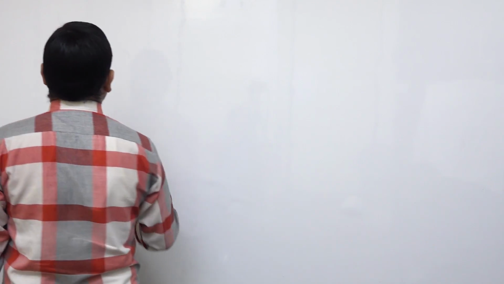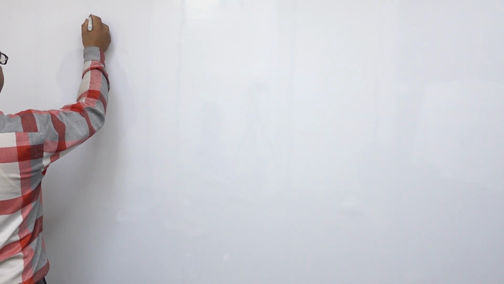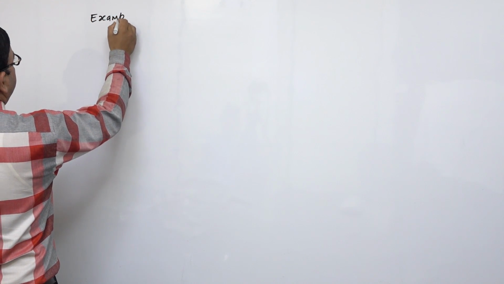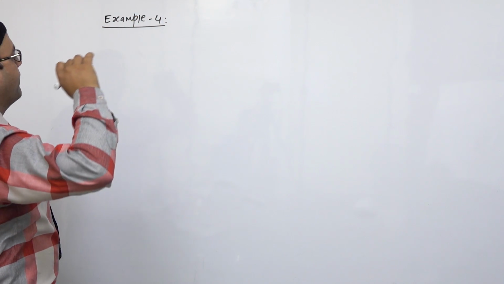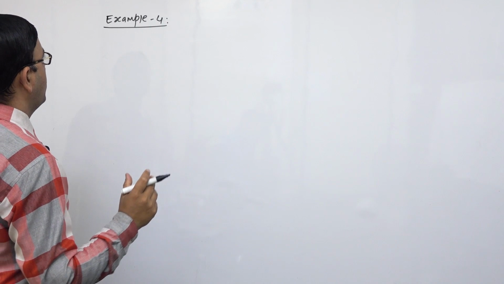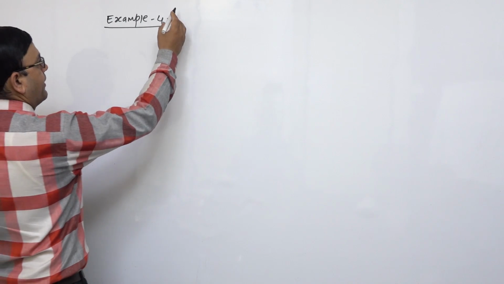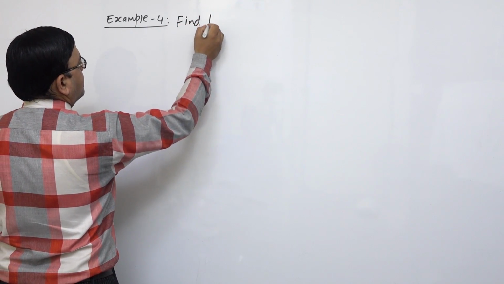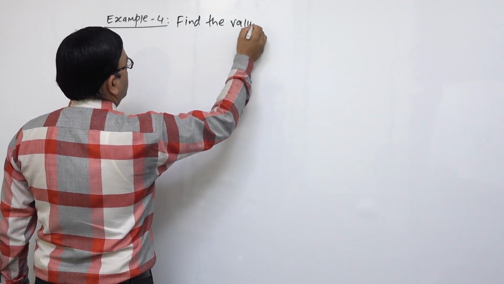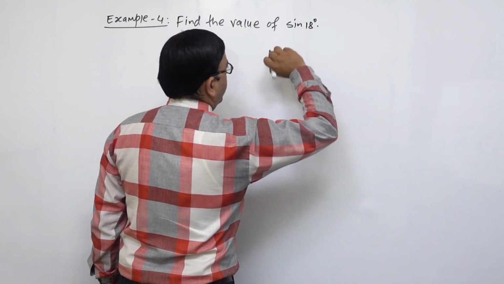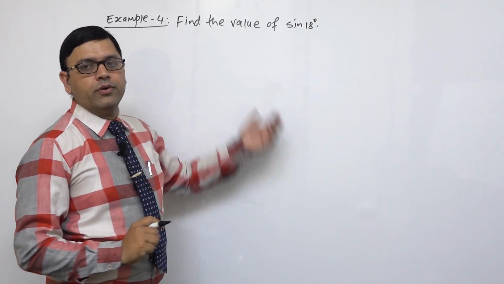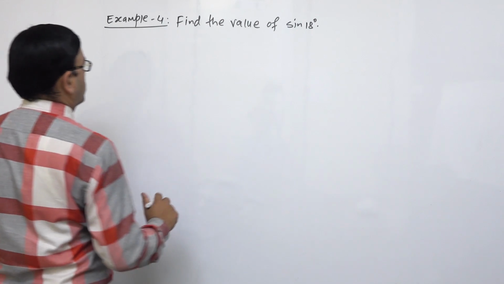Students, now we are going to start another example of a different type. That example is example 4. In example 4, the question is: find the value of sine 18 degree without using a calculator.